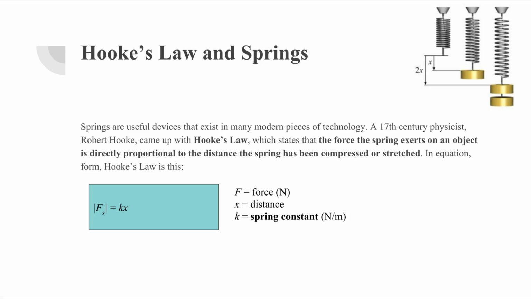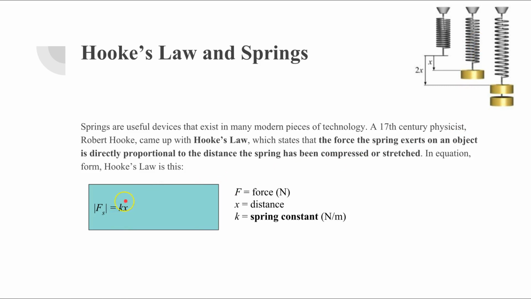So in equation form, Hooke's law is this. The absolute value of Fs equals kx. Why absolute value? Well, some books and some sources will write this equation as Fs equals negative kx, because if you give it a downward displacement, the spring will want to pull up. But if you compress the spring upward, then the spring force will be directed downward.